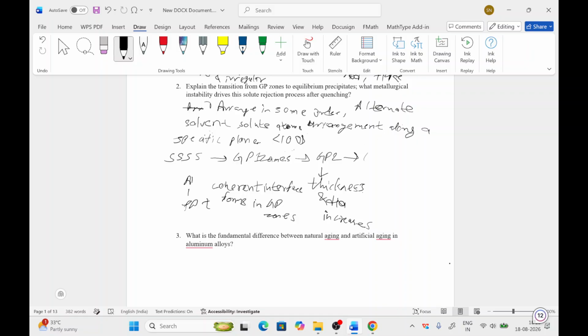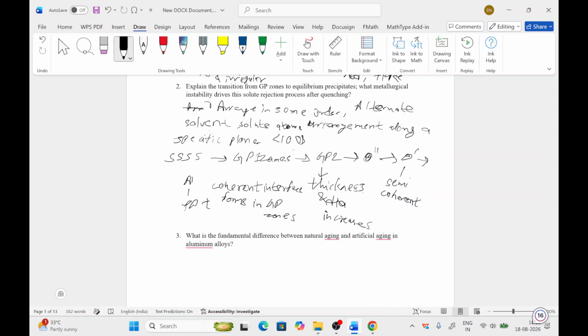Then again it transforms into theta double prime, which is also coherent with the aluminum matrix. Then again, with growth of this theta double prime precipitate, the theta prime precipitate forms. So the theta prime precipitate is semi-coherent with the aluminum matrix. Then there has to be some mismatch between the planes.